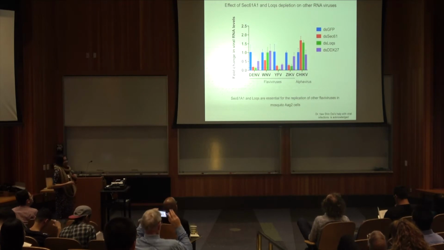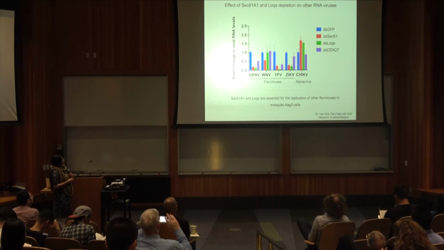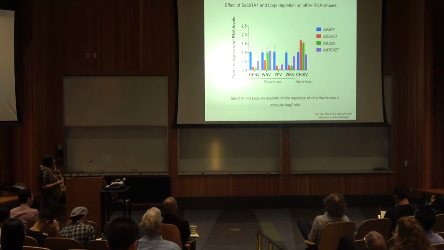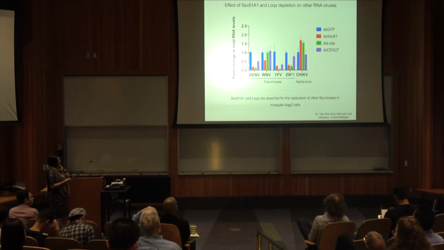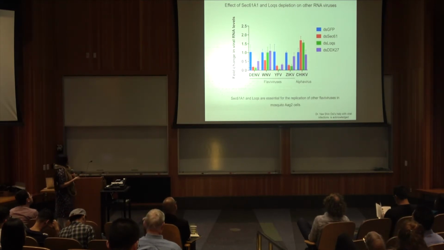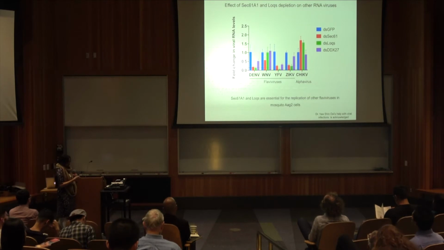We also tested if these proteins are required by other flaviviruses. So when we knock down either of these proteins, we could see that there is a significant decrease in the viral RNA abundance for most of the flaviviruses, dengue, yellow fever, as well as Zika virus. We did not see any effect on unrelated alphavirus, which is chikungunya virus, indicating that these proteins are essential for the replication of other flaviviruses as well in mosquito cells.